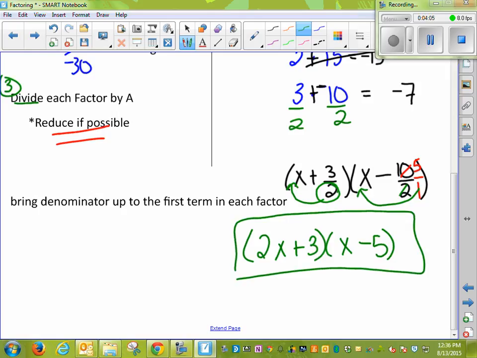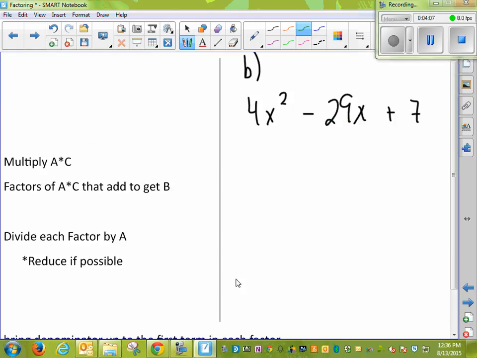Not too bad. Let's try one more time just to make sure you've got the hang of it. To see the problem, I'm going to list out the a, b, c terms. So ax squared, bx, and c. Step 1, multiply a times c. 4 times 7.